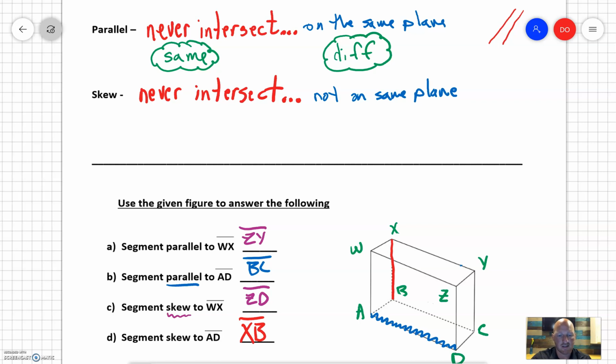Here's more skew segments. We could have segment ZY. Notice how that's a front to back segment, whereas AD is a left to right segment. AD is towards the bottom and the front, and ZY is to the right and to the top. Therefore, they're never going to run into each other. Just take note that parallel segments never run into each other, and they're on the same plane, whereas skew segments also never run into each other, but they are not on the same plane.